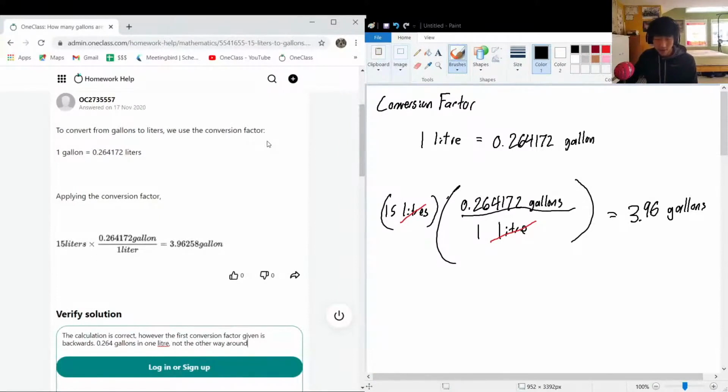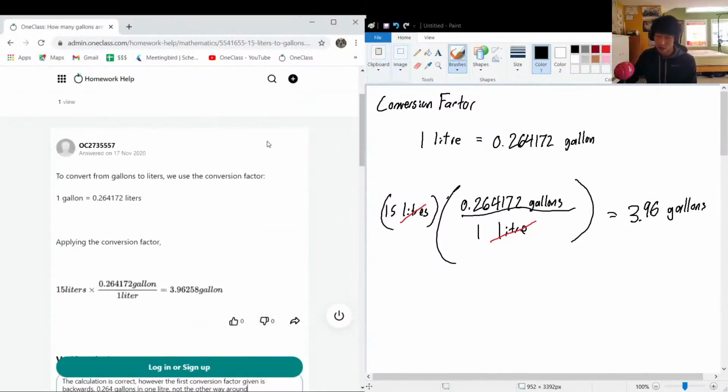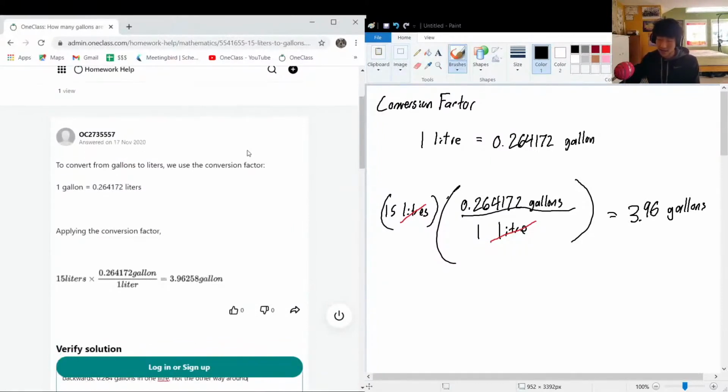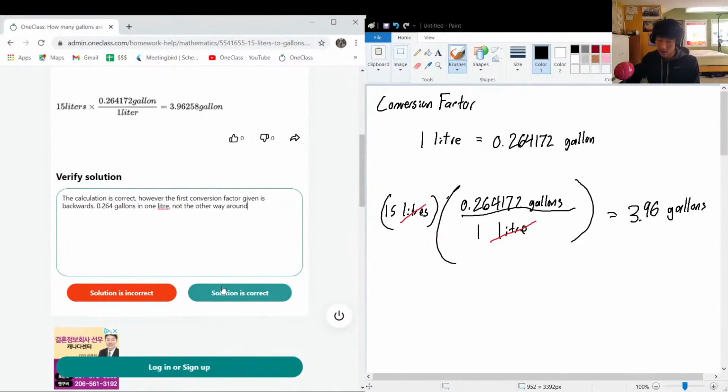Now I've been spelling liters RE, and here it's ER. I live in Canada, so a lot of words that end with ER are spelled with RE in Canada. I think it's to be good to our French neighbors, but different countries spell different words differently.